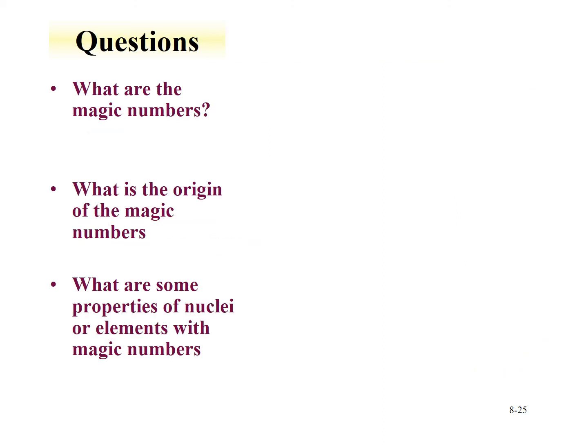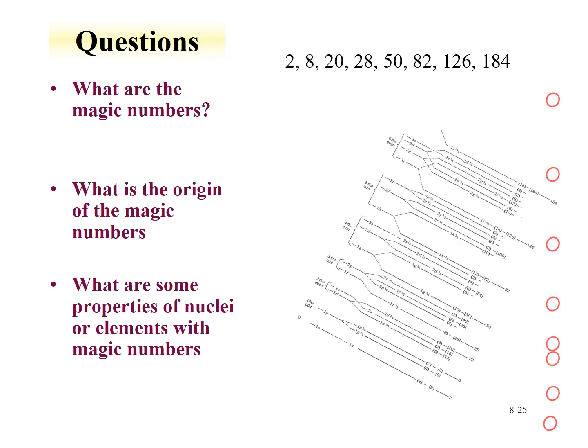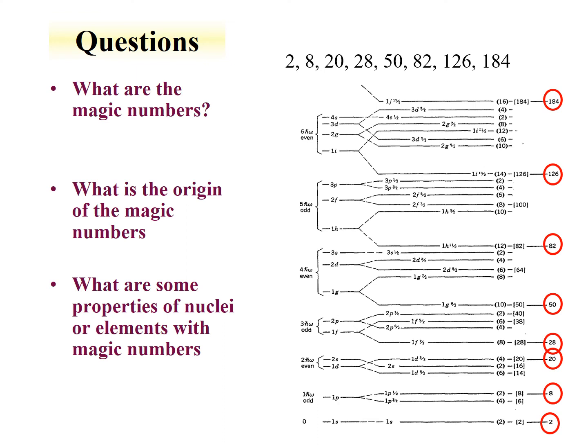We'll conclude this lecture with examples of questions you should be able to answer. An important concept that was discussed is magic numbers. So what are magic numbers? Well, the magic numbers themselves are listed here: 2, 8, 20, 28, 50, 82, 126, and 184. What are the origins of these numbers? Well, they come from the shell model, and it's basically the gaps in the shells: 2, 8, 20, 28, 50, 82, 126, and 184.